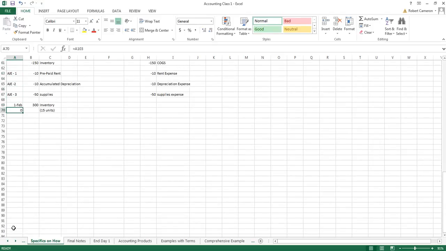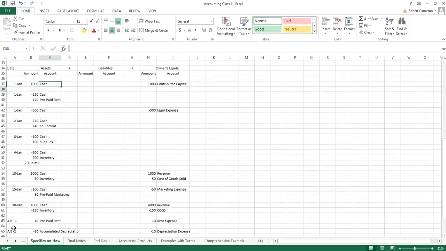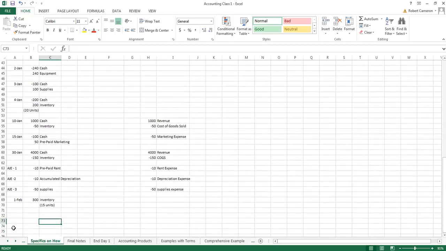My computer's freaking out. 300 divided by 15 is $20 a unit. So $20 a unit, oh, that might have been what we had anyway. Okay, it doesn't matter, sorry. So $300 in inventory, but here's the difference. The difference is, we don't want to pay you right now, we're going to pay you at the end of the month.